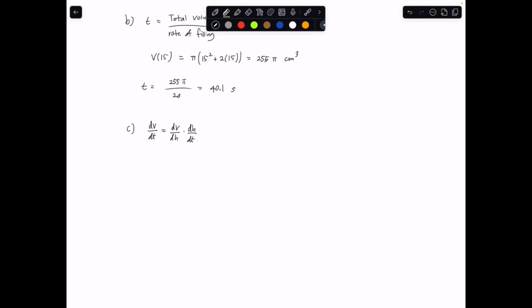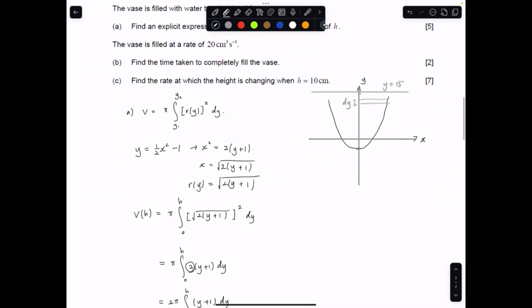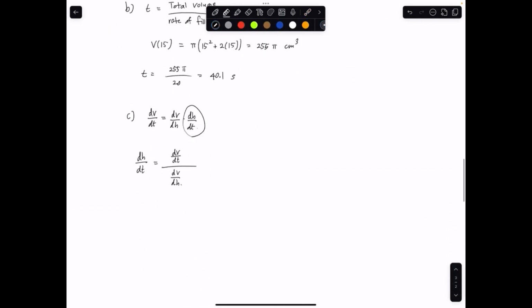And so we should rearrange everything. So we're trying to find this guy. dh over dt equals dV over dt all over dV over dh. Okay, so we know that we're trying to look for dh/dt because the problem asks us to. It tells us, right? And so the height is 10 centimeters.